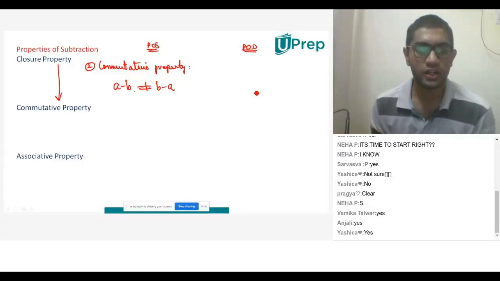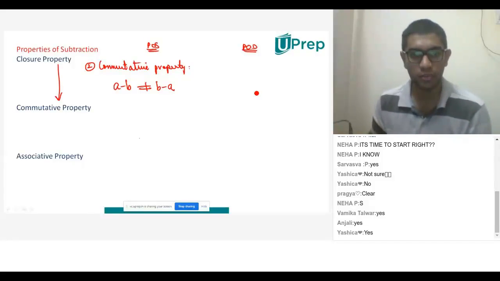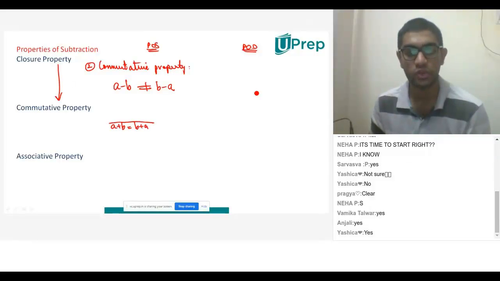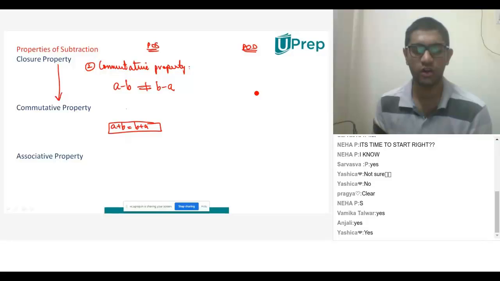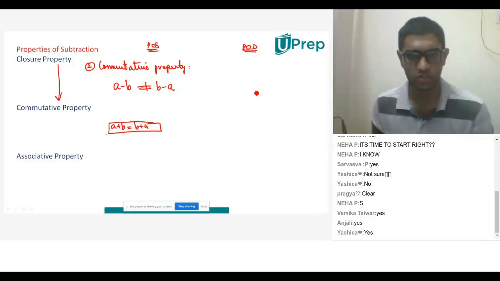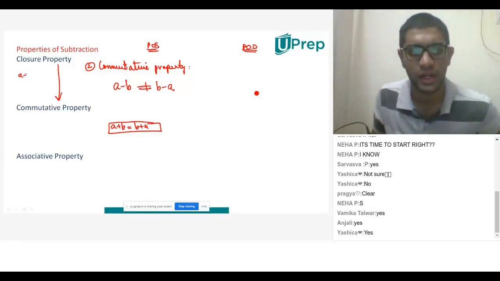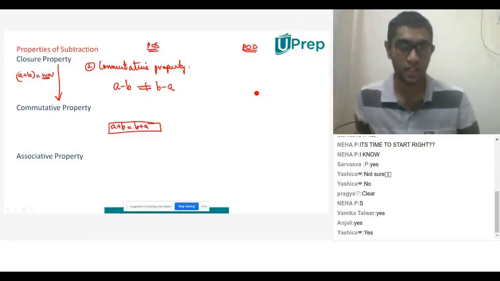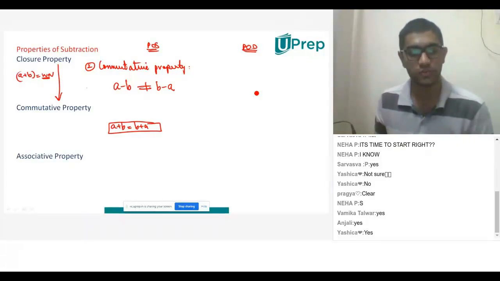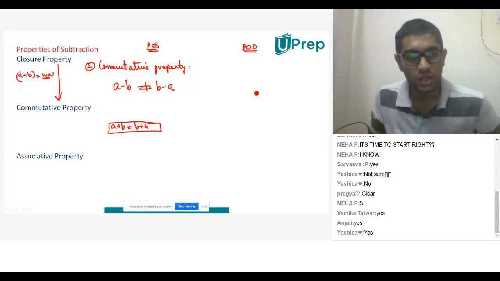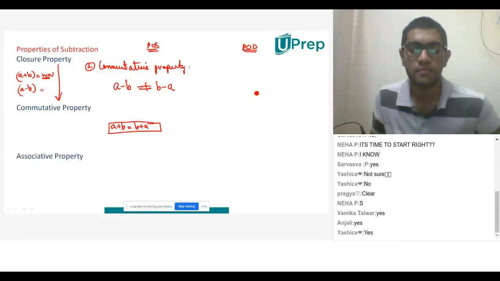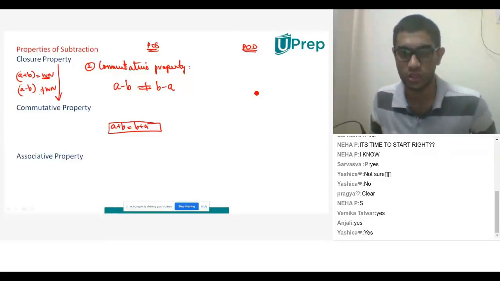Basically, what was the commutative property in addition? The property was A plus B is always equal to B plus A. This was commutative property. We also just understood this in the previous slide under closure. But the actual closure property is very simple. If I add two whole numbers A and B, the answer is also a whole number in case of addition. But in case of subtraction, what happens? A minus B is not a whole number unless and until A and B are both equal.